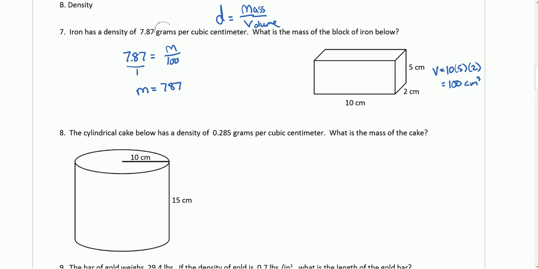And then we want units. If you look at the density, it's grams per cubic centimeter. This is the units of mass. This is the units of the volume. And we're solving for mass, so we're looking at grams.